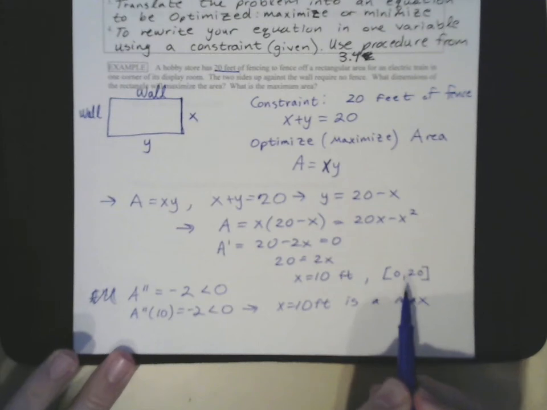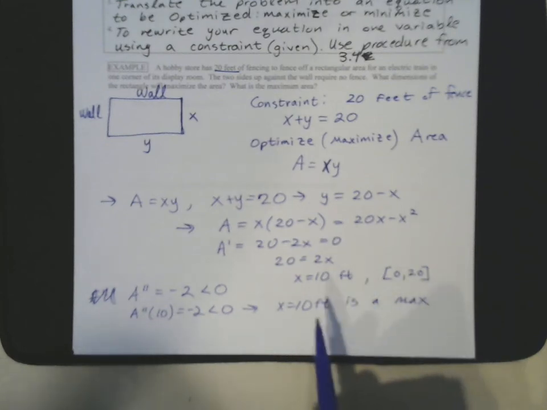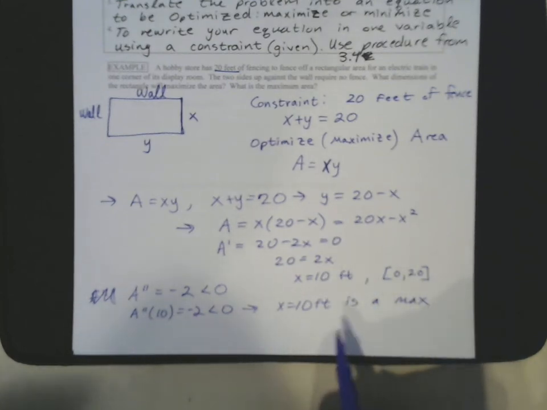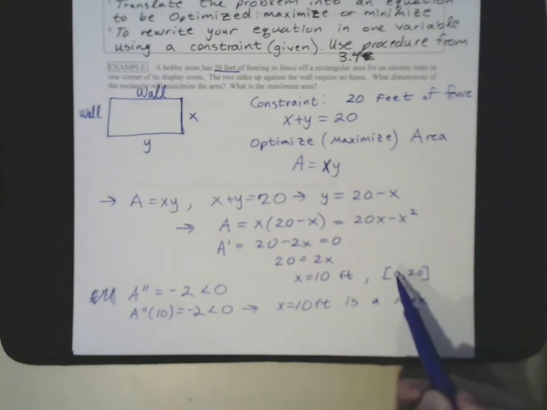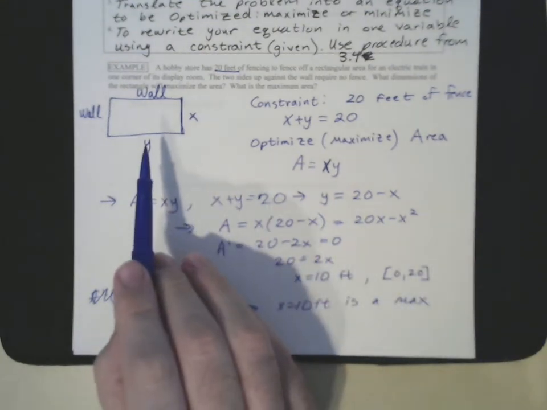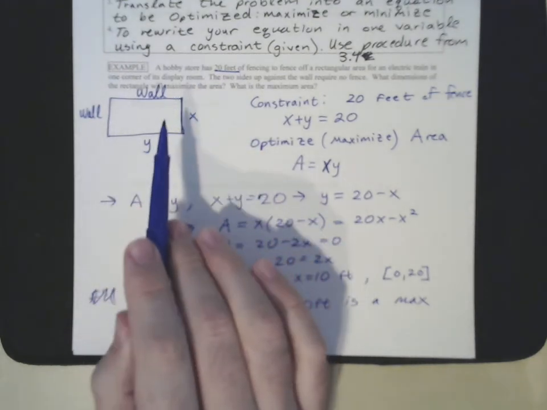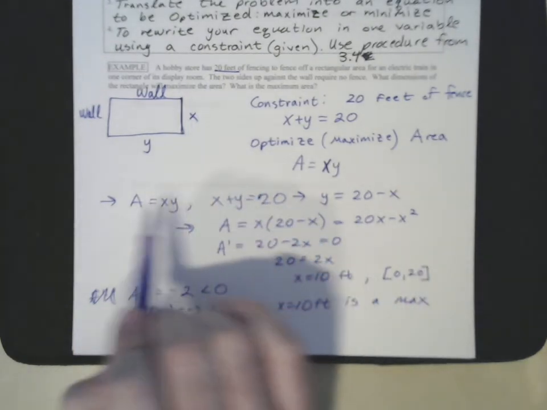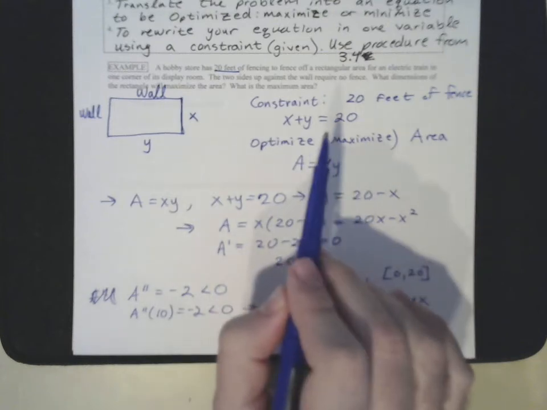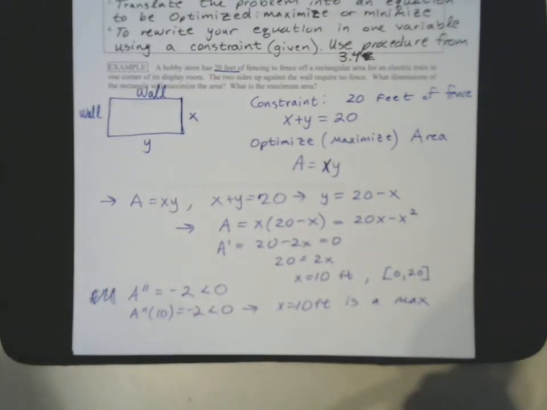Now normally when we had a closed interval, we said we needed to check our endpoints on that interval. In a real world problem like this, you don't always have to. The reasoning here is, if we let x be 0, that means y is going to be 20, and then we don't have a rectangle anymore because we have no x. Same thing if we let x be 20, y has to be 0 to fit our constraint. So we don't actually need to check our endpoints because those don't make realistic sense to actually make a rectangle.